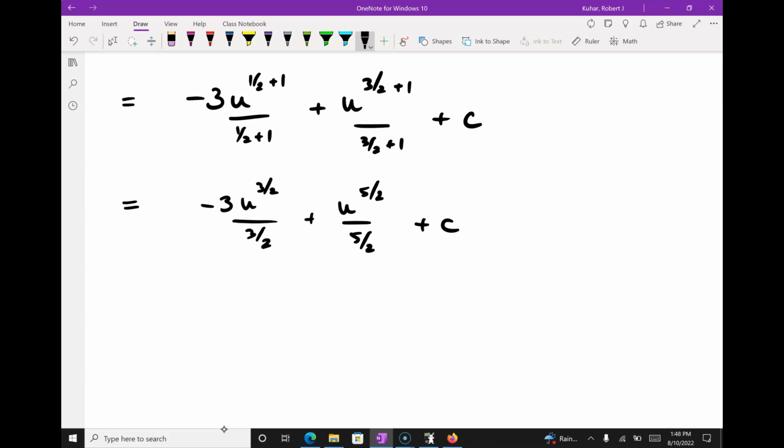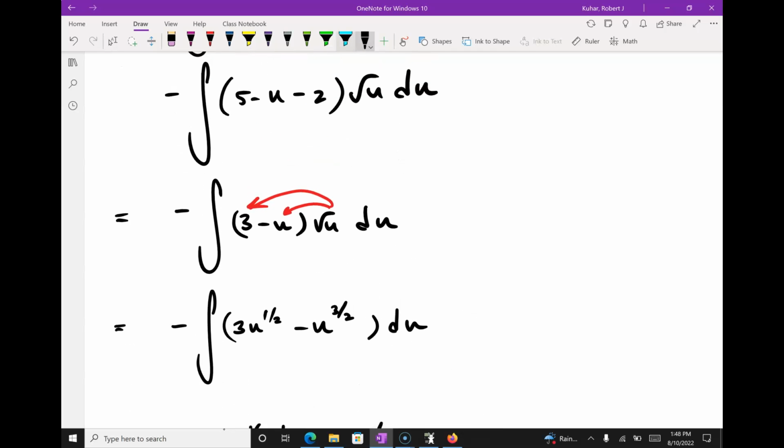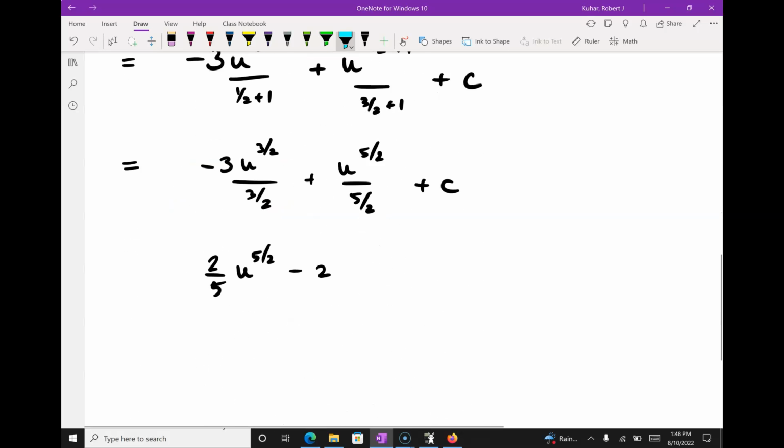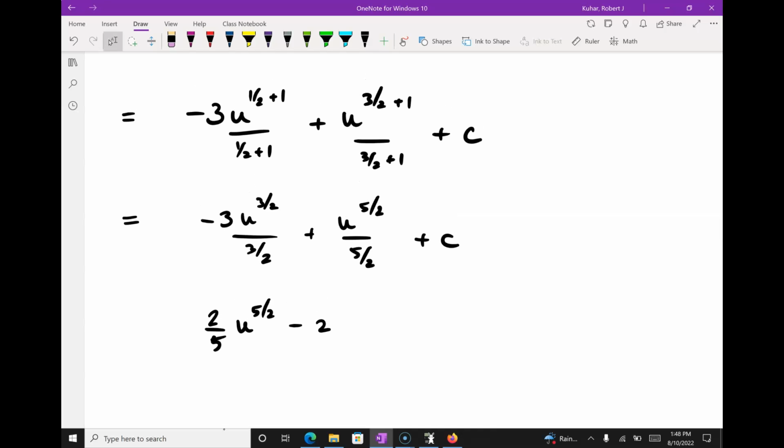So I have minus 3 u to the 3/2 over 3/2 plus u to the 5/2 over 5/2 plus c. So it looks like, and I'm going to just change some order here, I get 2/5 u to the 5/2 minus 2. Well, it started with a 3, right? You okay with this 3? Okay. So I get 2u to the 3/2 all plus c.